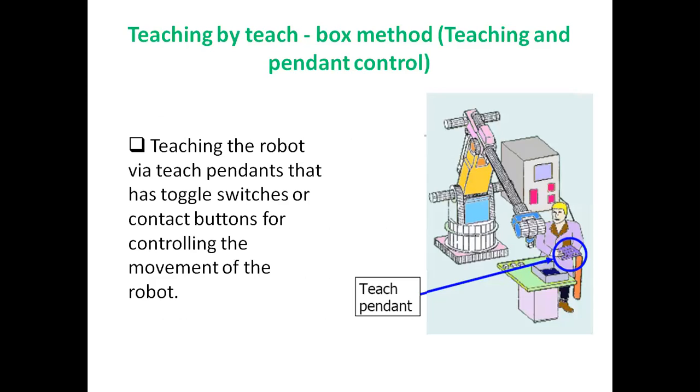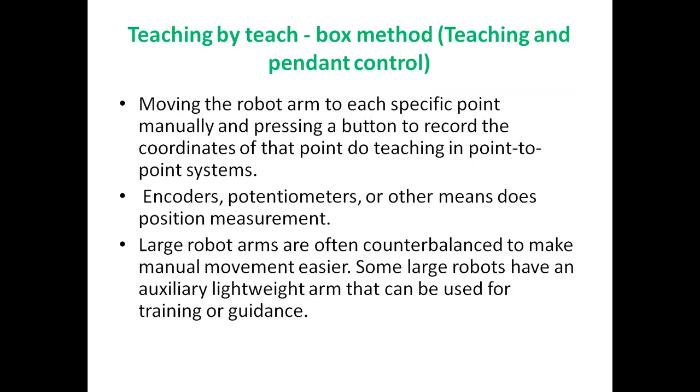But teaching by teach box method is teaching and pendant control system, teaching the robot by a teach pendant. When doing this, we have toggle switches or contact buttons for controlling the movement of the robot. We have to move the robot to each specific point manually and press a button to record the coordinates of that point, in the point-to-point system. Encoders, potentiometers or other means do the position measurements.